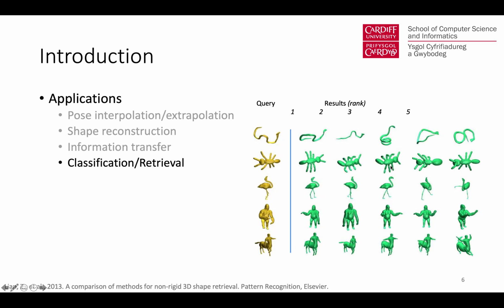And for classification and retrieval, especially for shapes with non-rigid deformation, we can use these correspondences to factor out the pose differences and then focus on the actual shape.